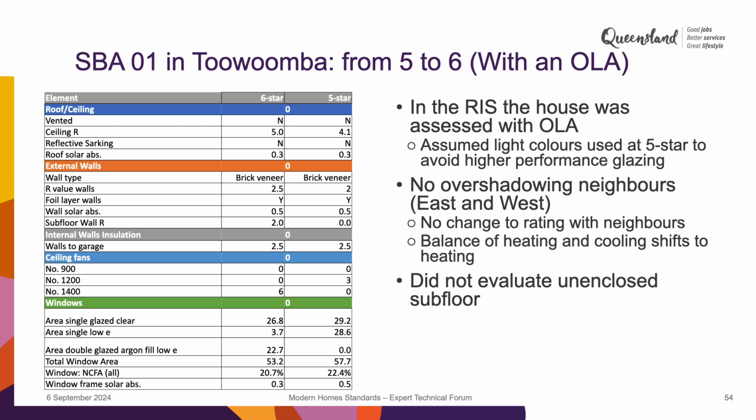Again, put the double glazing in the rooms that have got the highest heating loads. Don't bother whacking it in a bedroom. It probably doesn't have high heating loads. And we cut back the glass area again, about 4.5 square metres.